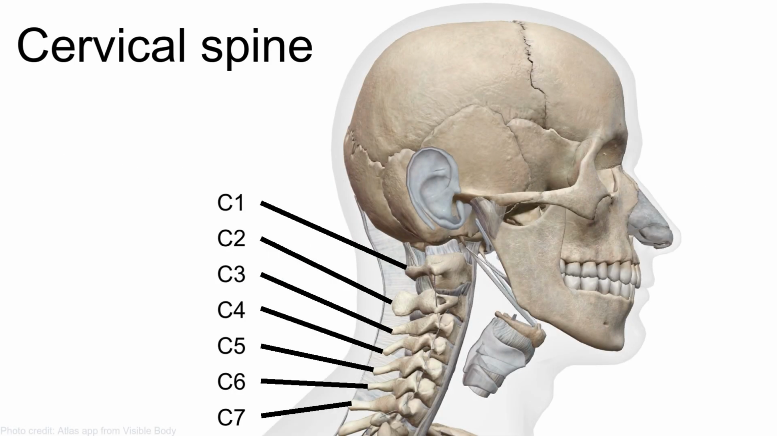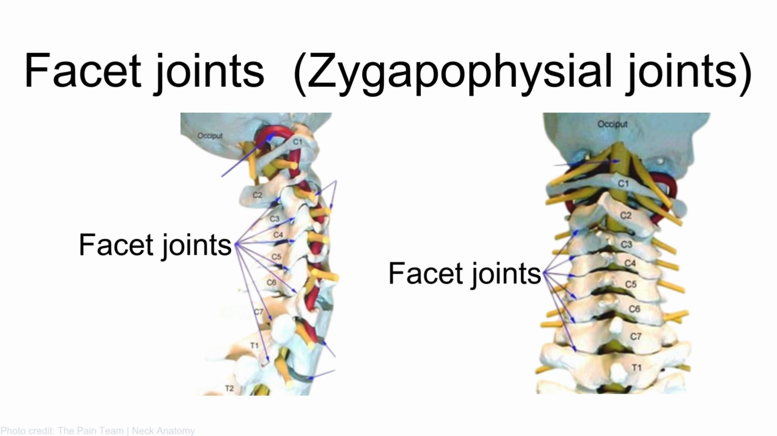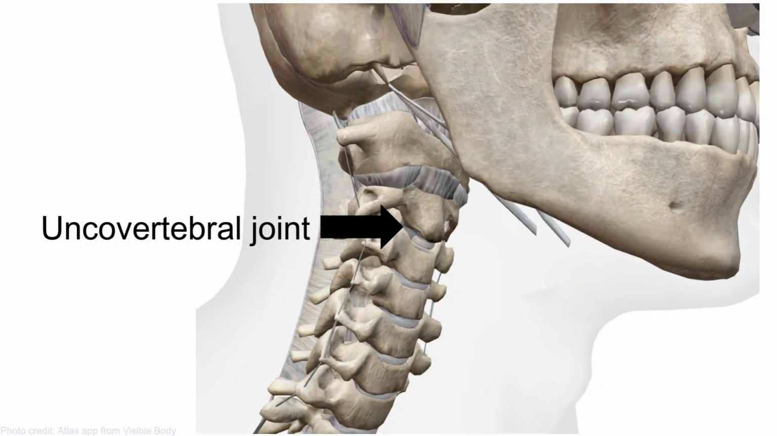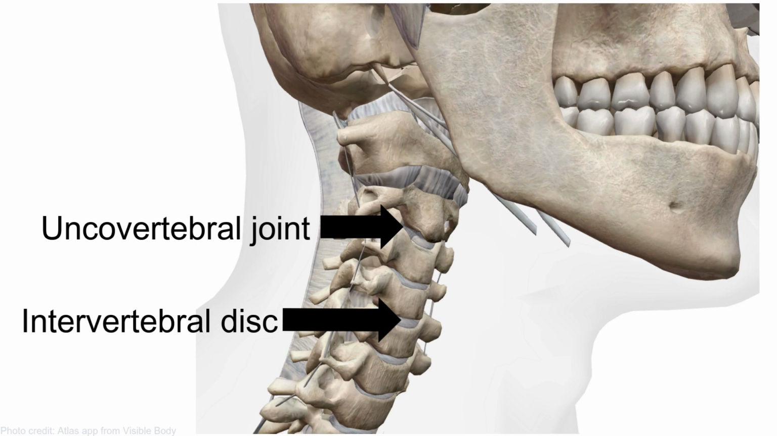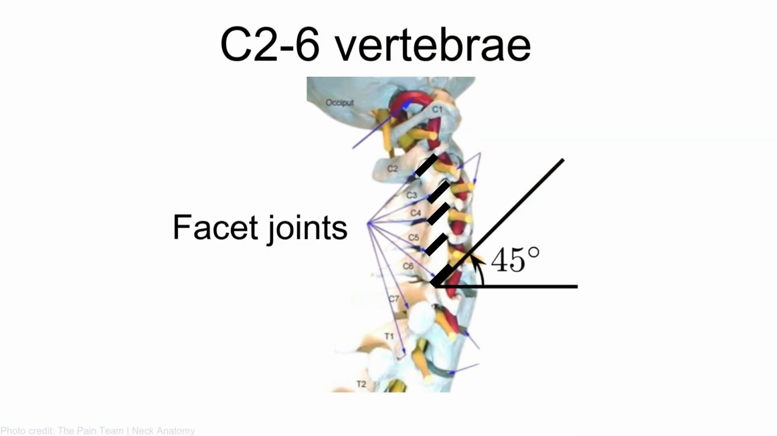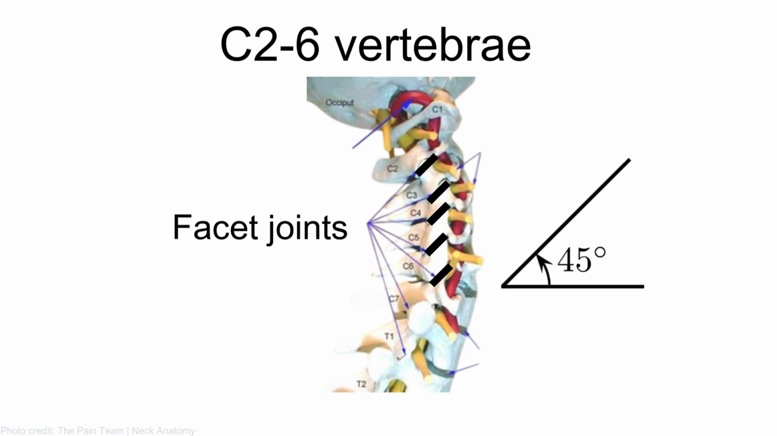The cervical spine, consisting of 7 vertebrae, connects the skull to the thoracic spine. Structures such as the facet joints, also called zygapophyseal joints, as well as the uncovertebral joints and the intervertebral discs ensure both mobility and stability. In the C2 to C6 vertebrae, facet joints are oriented at approximately 45 degrees to the horizontal plane, facilitating movements like flexion, extension, rotation, and lateral bending.